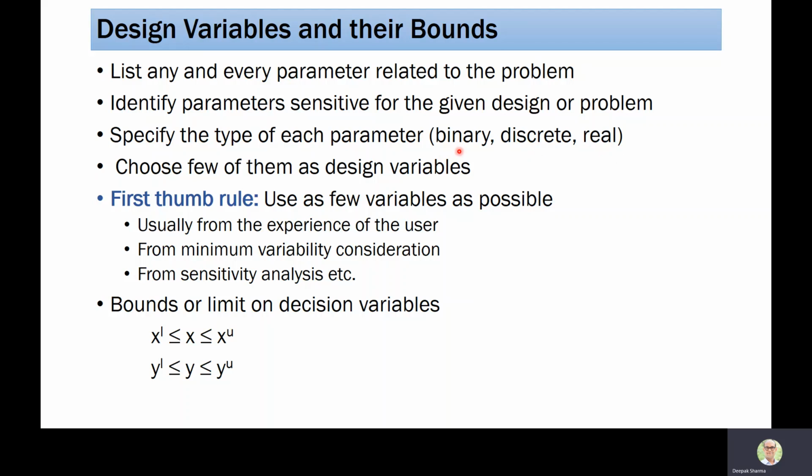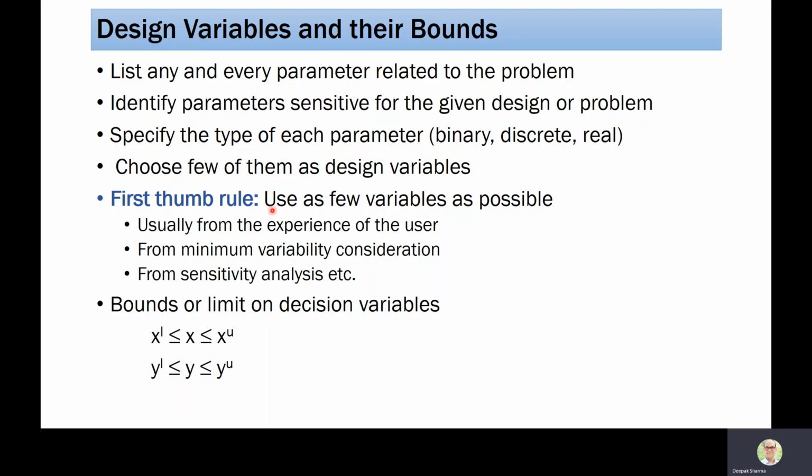Binary can take 0 and 1, decision yes and no, or on and off. Discrete means it will take some discrete values like 1, 2, 3, 4, say the number of gears. Real number means any value with decimal places. So first of all, we have to choose a few parameters as design variables. That thumb rule is important. Why? Because if we have fewer design variables, then our optimization method can find the optimum solution effectively and quickly.